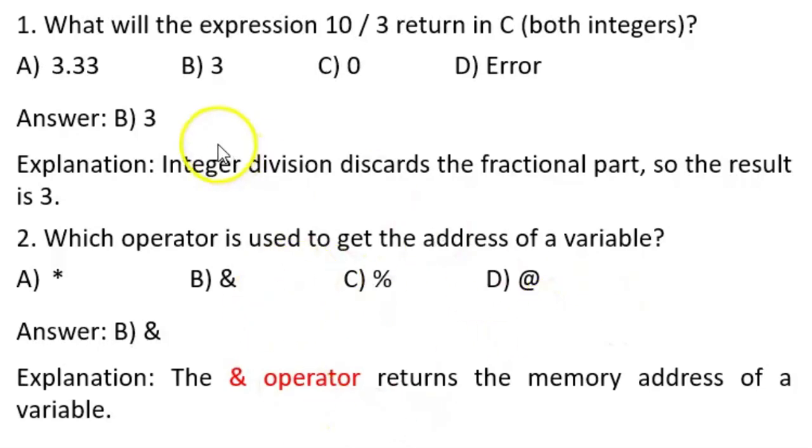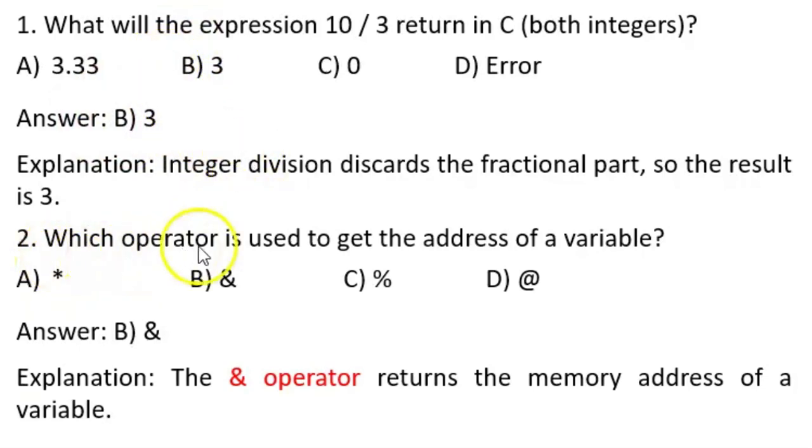Question number 1. What will the expression 10/3 return in C, both integers? A, 3.33. B, 3. C, 0. D, error. 10 divided by 3 is 3.33 something. The integer division returns an integer, so the fractional part is discarded. The result is 3. The answer is B.